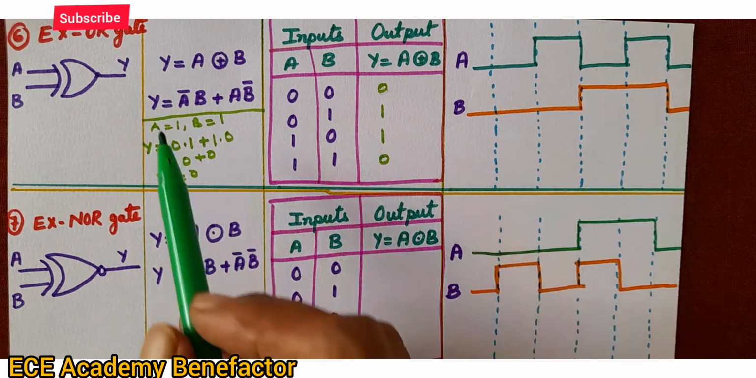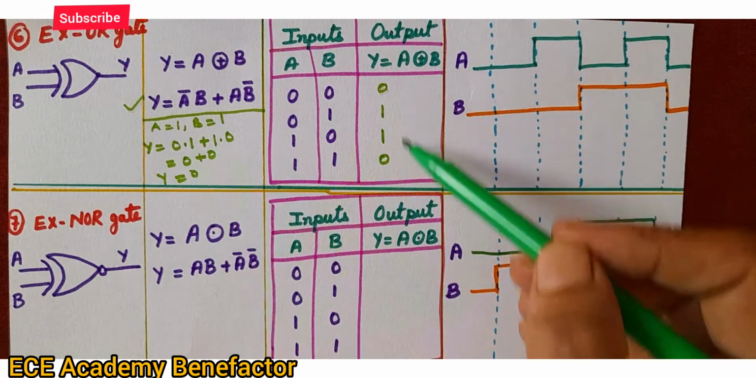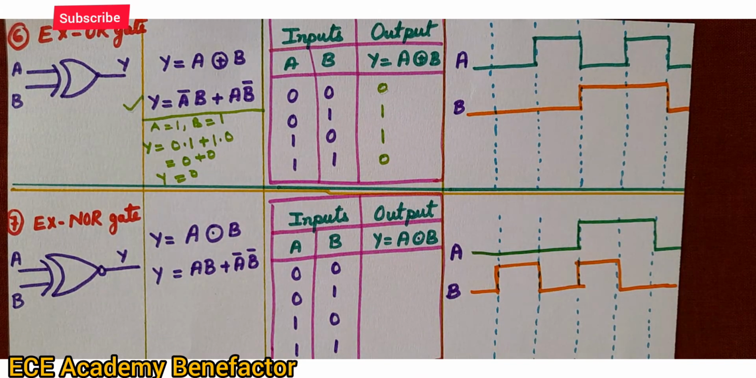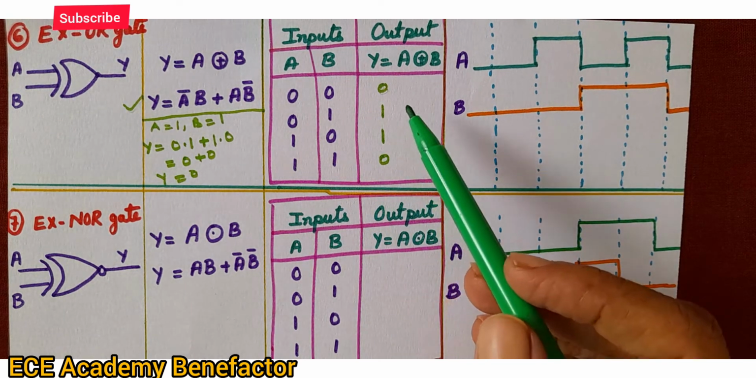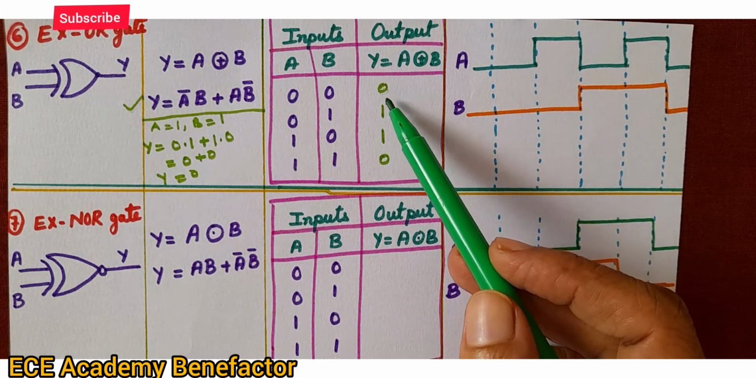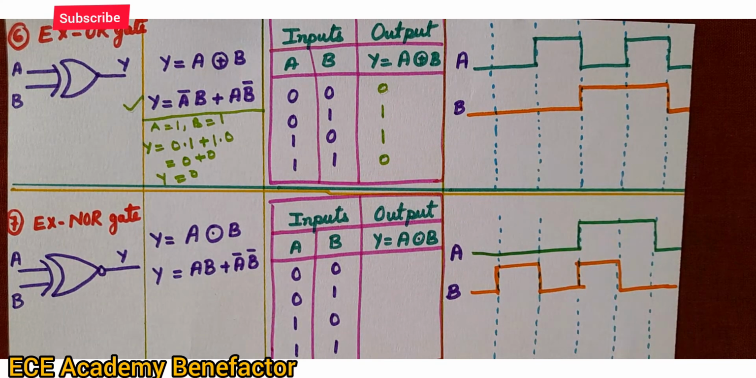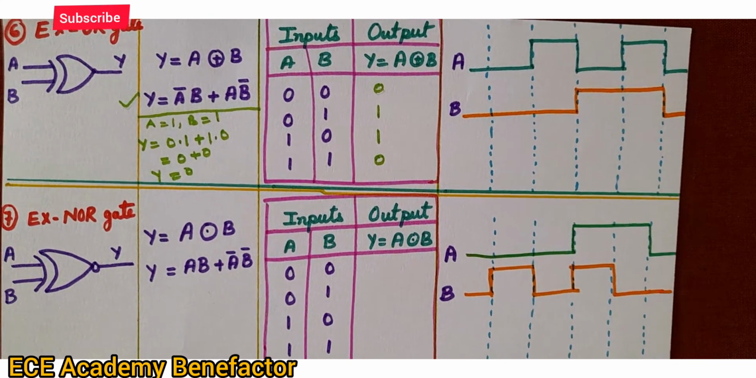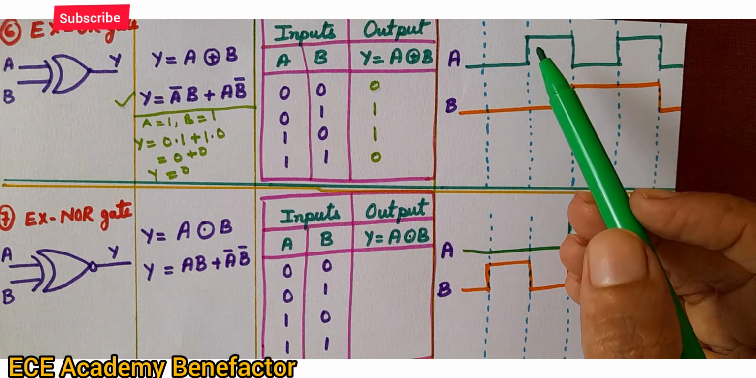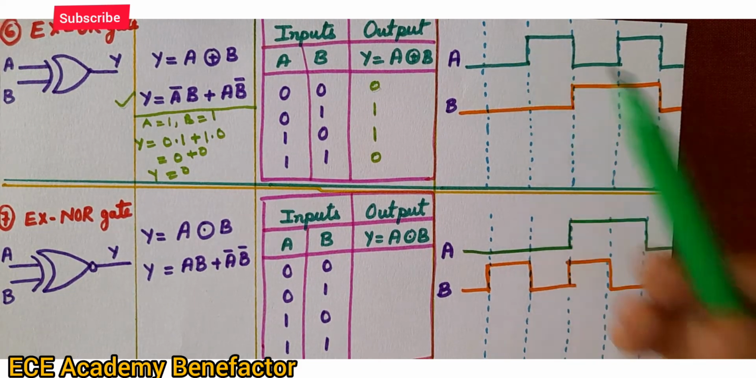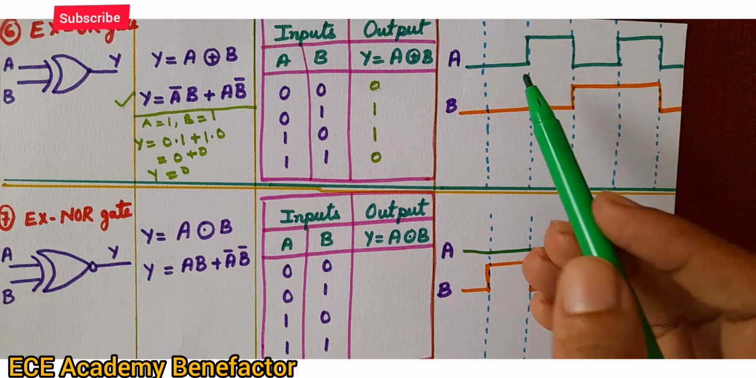So we are getting Y as 0. So we have to use this expression for getting this truth table. For the XOR gate, the truth table is 0 1 1 0. Coming to the timing waveform, I will leave this part for you. You can easily understand it. Okay, I will explain it here.